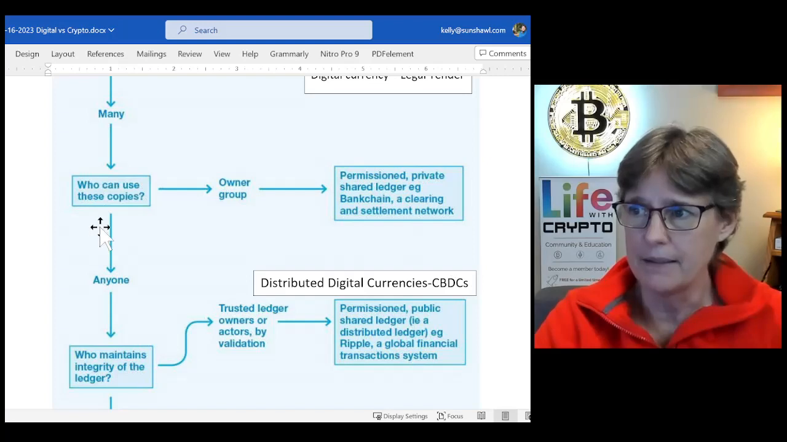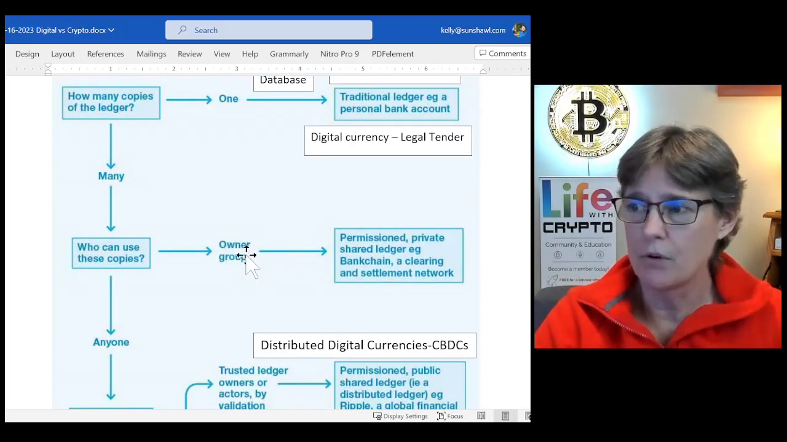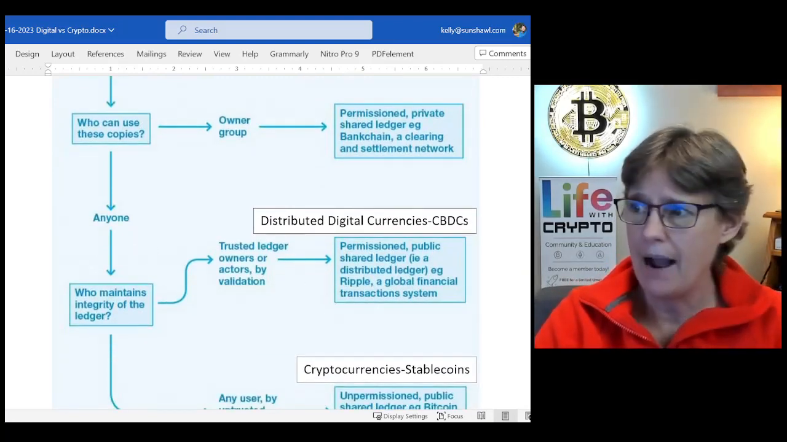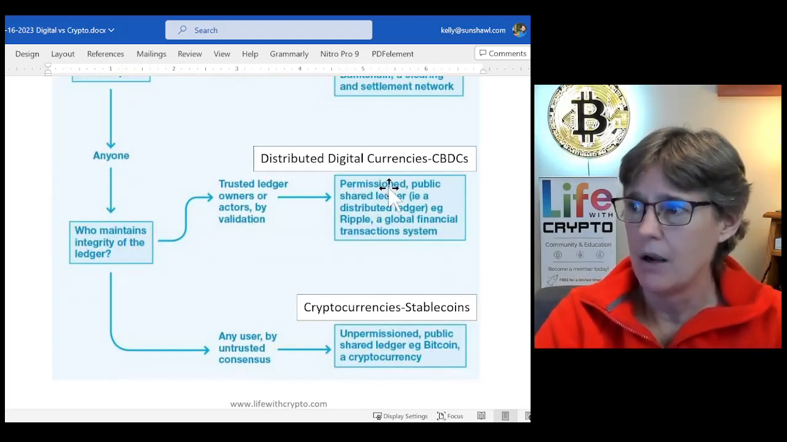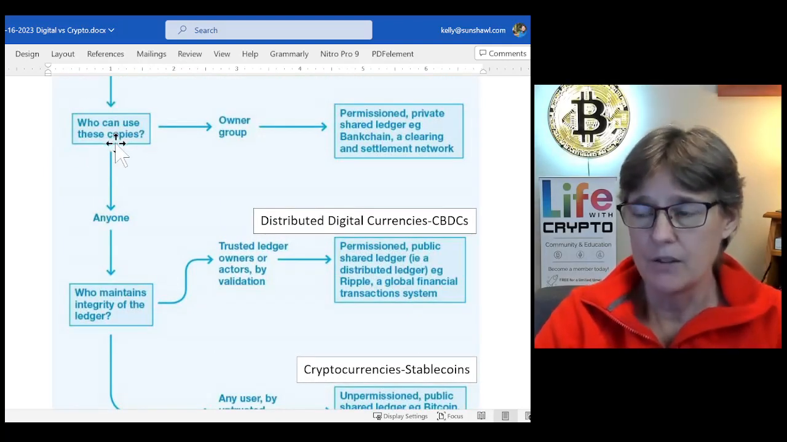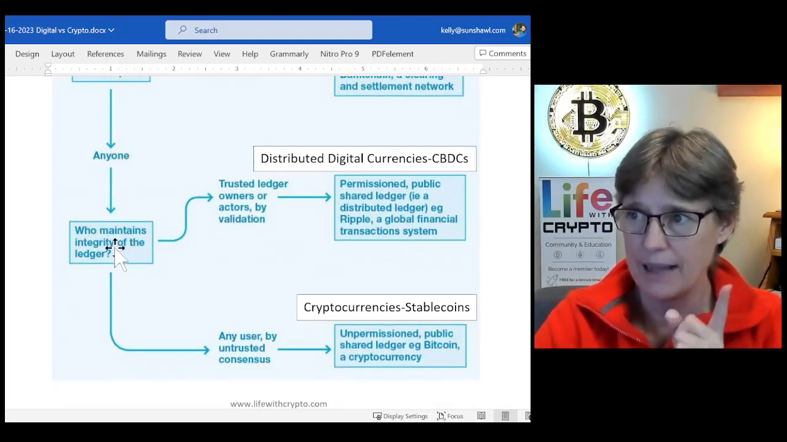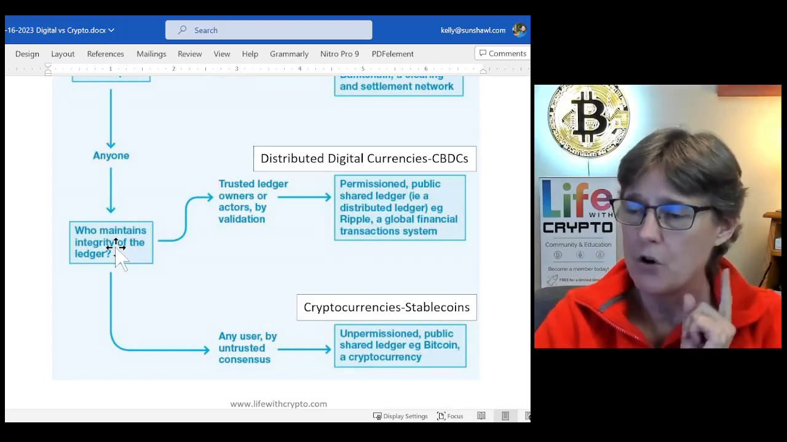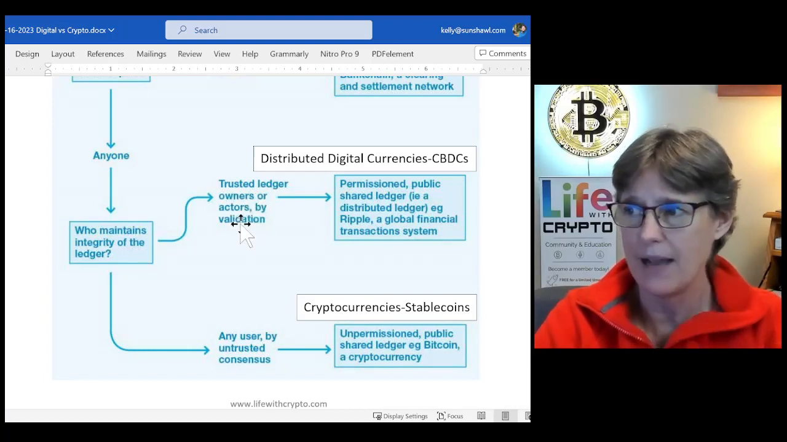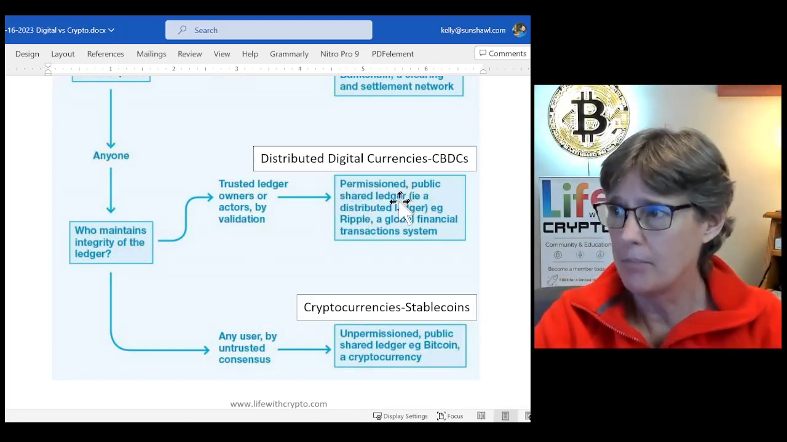Who can use these many copies of distributed ledgers? We did a single owner or a group of owners. What if we go down and say anyone can use the copies? Well, now we're getting into permissioned public networks. All right, let me back up. If anyone can use the copies of the digital ledger, the next question is, who maintains integrity of that ledger? I skipped a step. So if the integrity of the ledger is maintained by trusted ledger owners or actors, or by validation, in other words, there are a lot of nodes on the network, then that's going to be a permissioned public shared ledger.